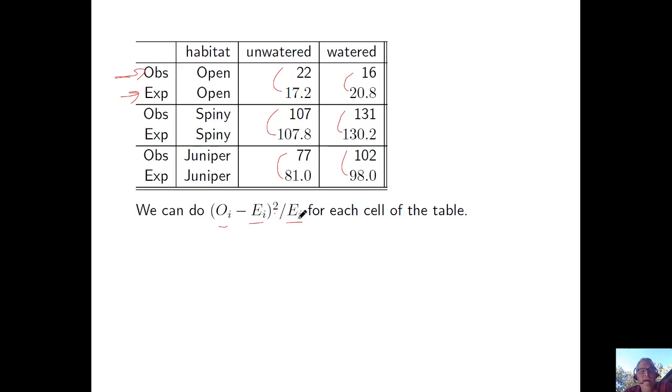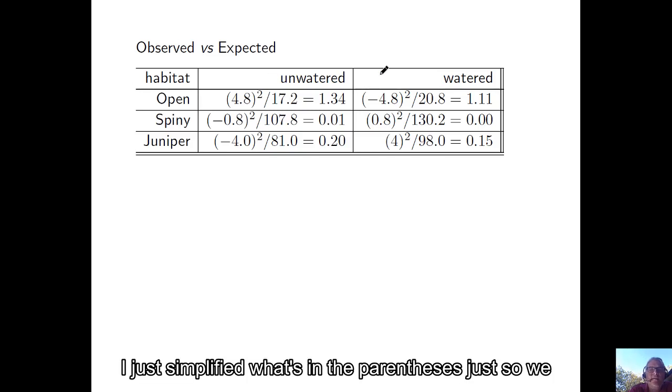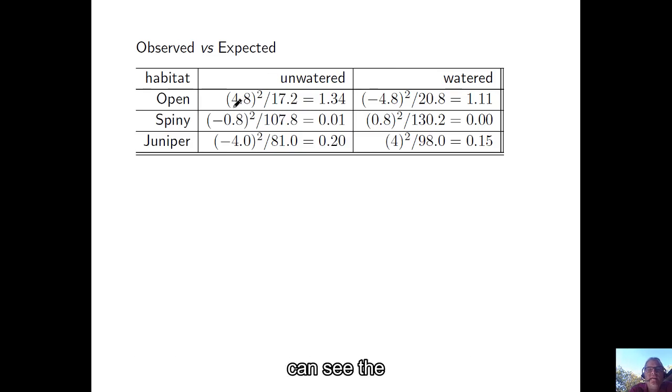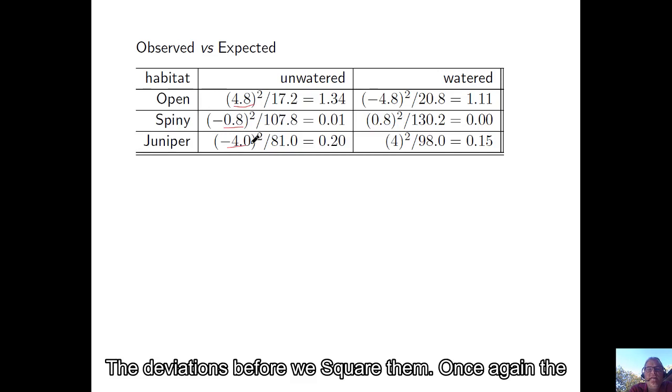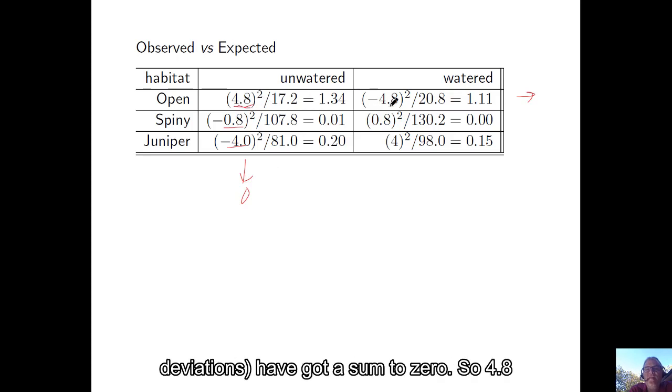And that'll give us a chi-square test statistic, right? So here's what that looks like. Observed minus expected, quantity squared over the expectation. I just simplified what's in the parentheses just so we can see the deviations before we square them. Once again, the columns have got to sum to 0, but also the rows in terms of the deviations have got to sum to 0.